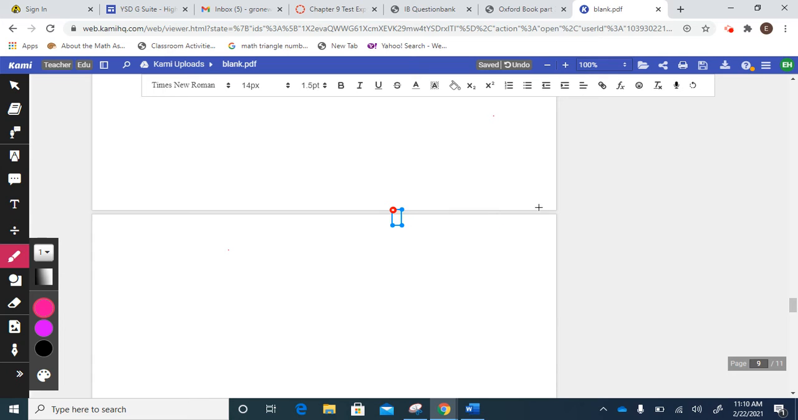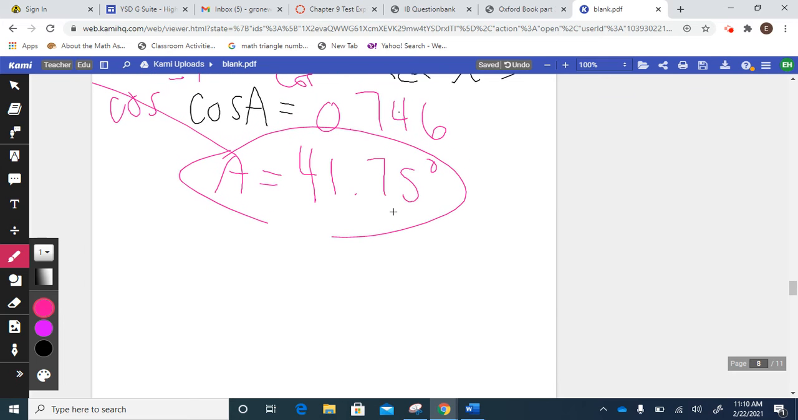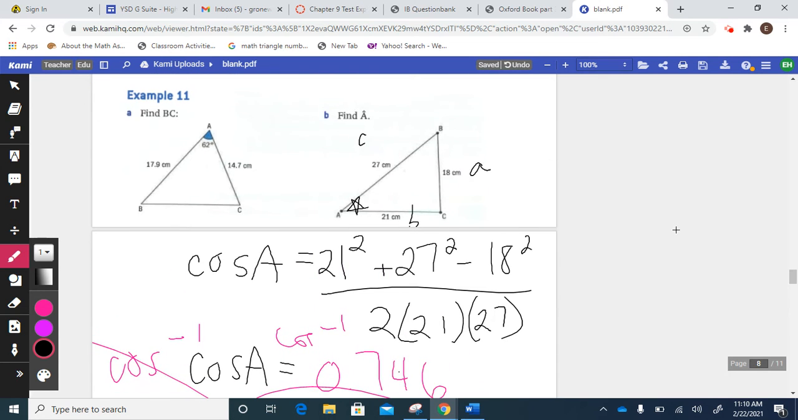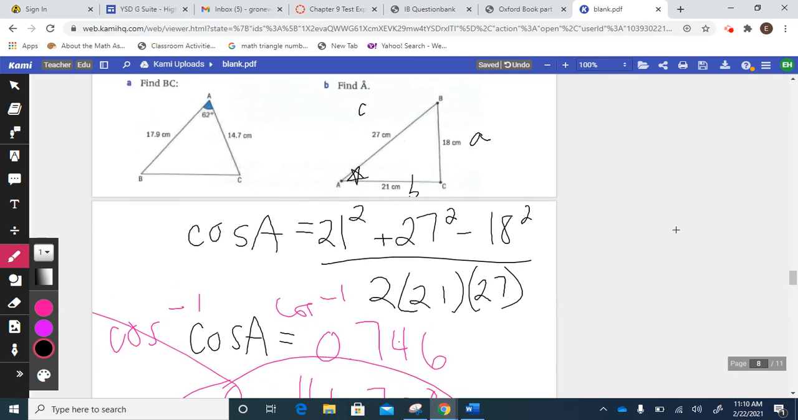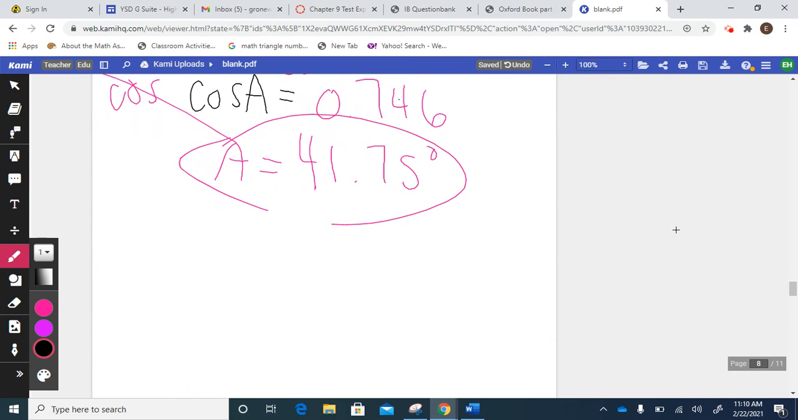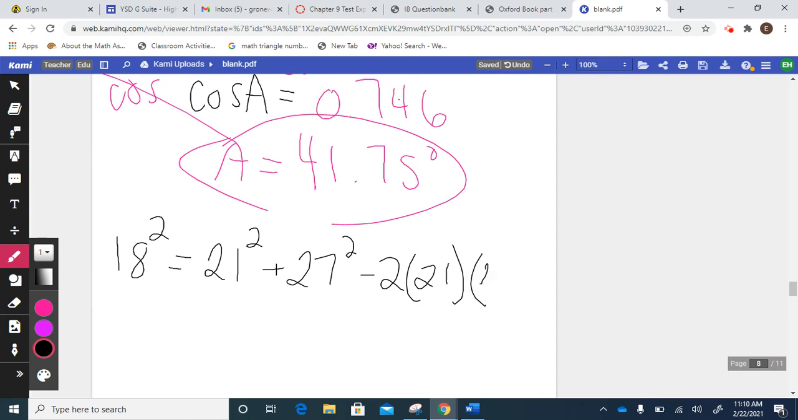Let's just see if we can use the formula one more time. All right, so plugging in, A is 18, C is 27, B is 21. So 18 squared, this is with the original unaltered formula, equals 21 squared plus 27 squared minus 2 times 21 times 27 cosine of A.